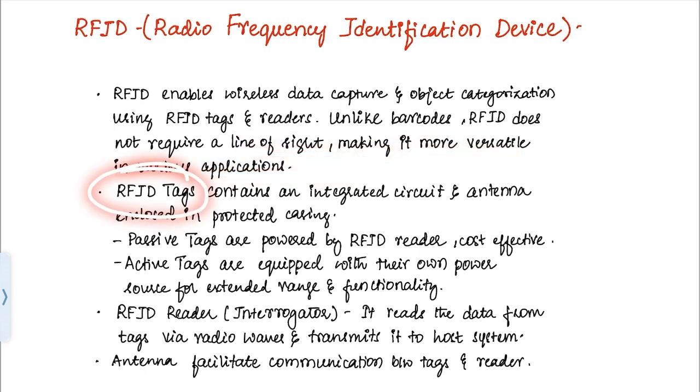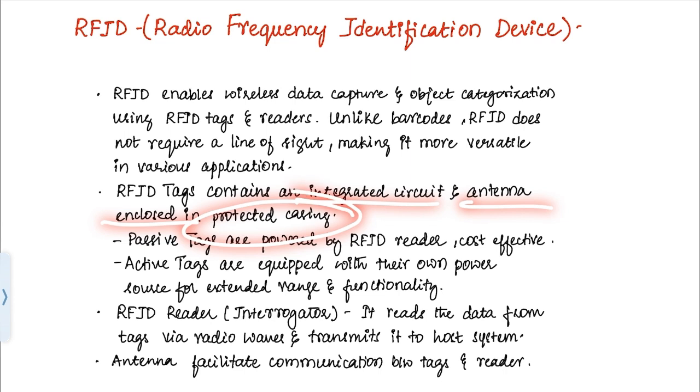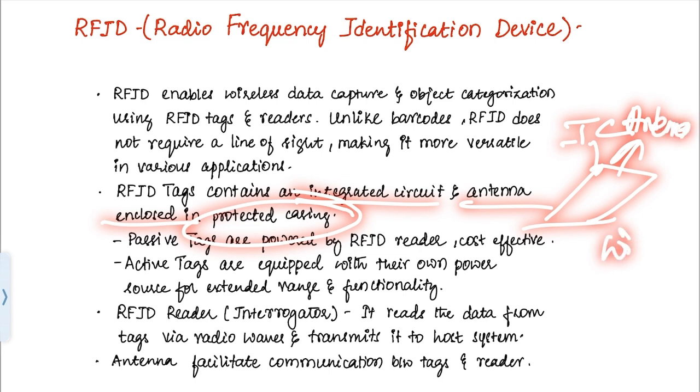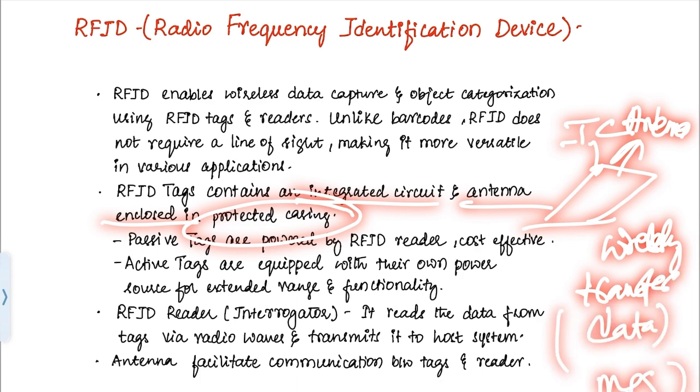The first one we have is RFID tags. RFID tags have an integrated circuit (IC) and an antenna enclosed in a protective casing. So inside the tag there is a circuit IC, and along with that there is an antenna also to wirelessly transfer the data or message.